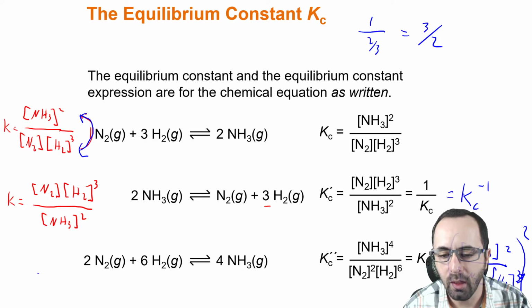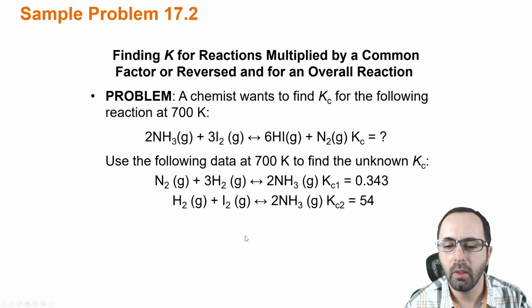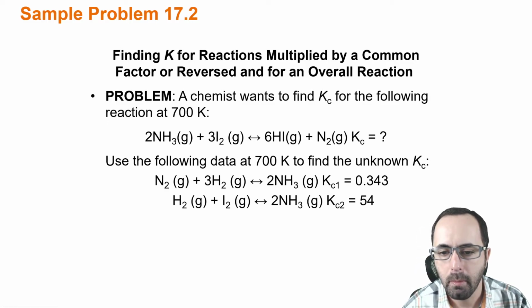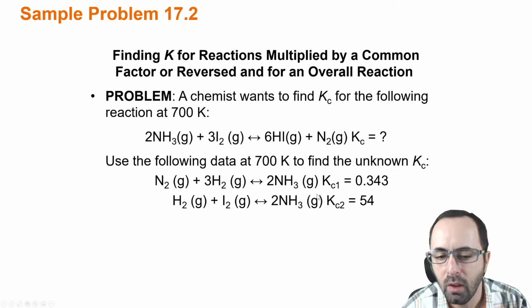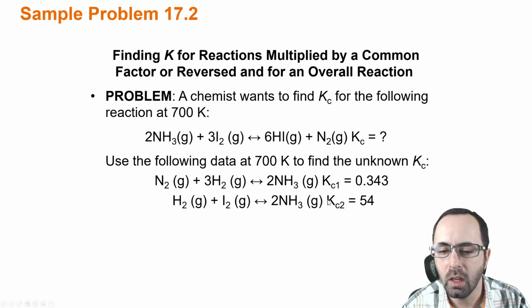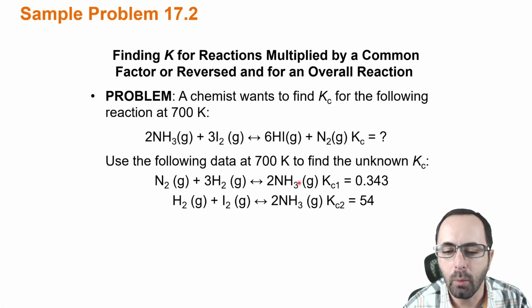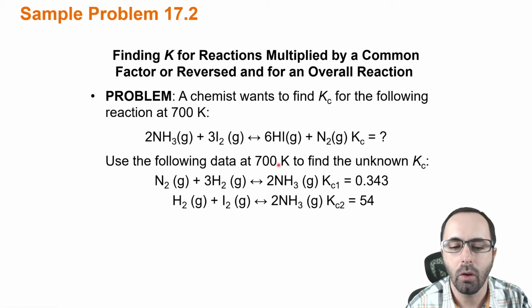Now, what about if you add them, like we were talking about before? Well, that's what this next example is going to be about. If we add these two reactions on the bottom in a certain way, we can get this reaction here. So a chemist wants to find the K for this reaction at 700 Kelvin, but doesn't know the K. But the chemist does know the equilibrium constant for these two reactions at 700 K. The question is, can we use the equilibrium constants of these reactions manipulated in some way to find the equilibrium constant for this reaction? So in order to do that, we need to find a way in which we can add these two reactions together so that we can get this overall reaction.